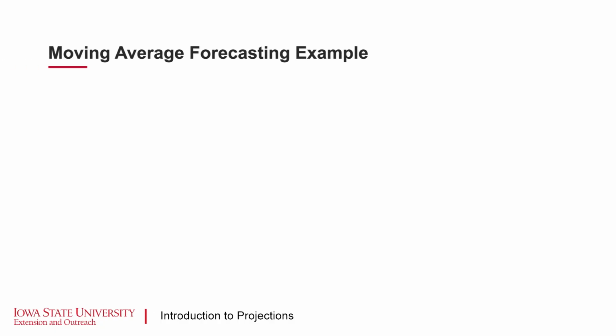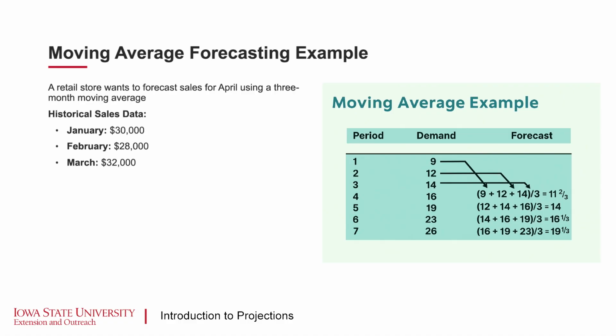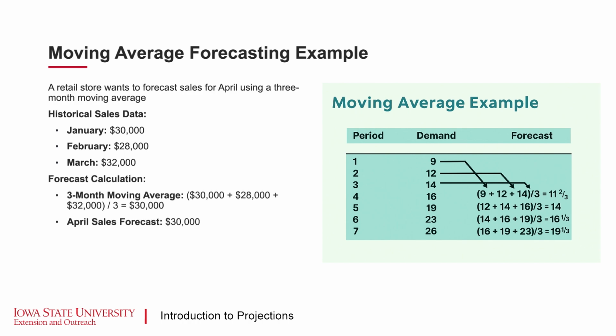Now let's look at another forecasting method, the moving average. In this example, a retail store wants to forecast sales for April using a 3-month moving average. We take the past 3 months of sales, January $30,000, February $28,000, and March $32,000, and to calculate the forecast, we add those together and divide by 3. So, the April sales forecast is $30,000. This method smooths out fluctuations and is useful when sales don't follow a strong upward or downward trend.